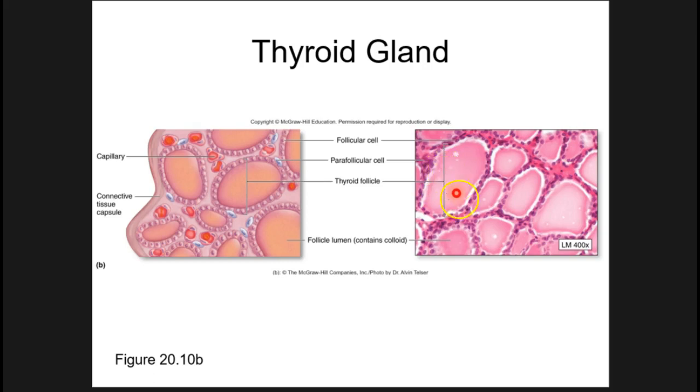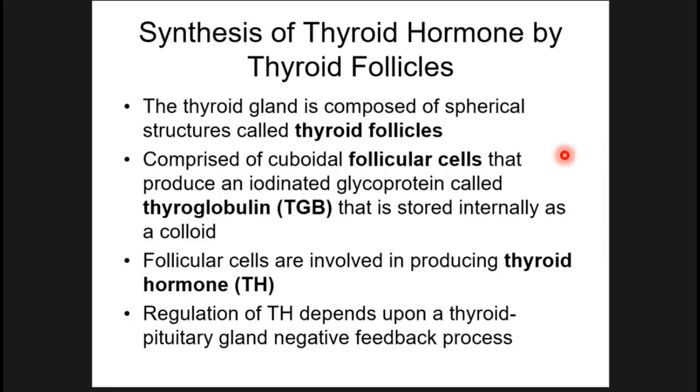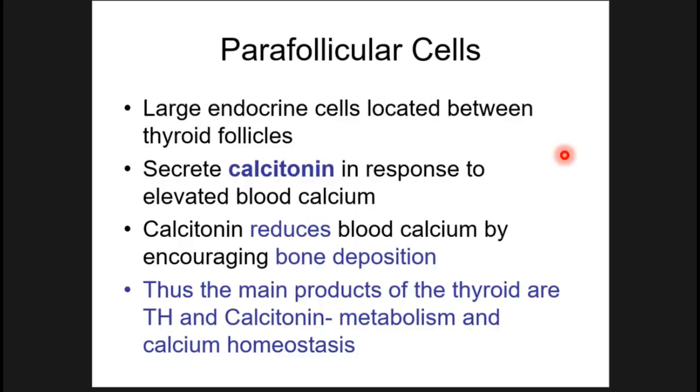And then you also have other cells in the spaces between the follicles, and those are going to be called parafollicular cells, and they are going to secrete our other hormone of the thyroid gland, and it's going to be called calcitonin. Parafollicular cells secrete calcitonin, and you've seen calcitonin before.